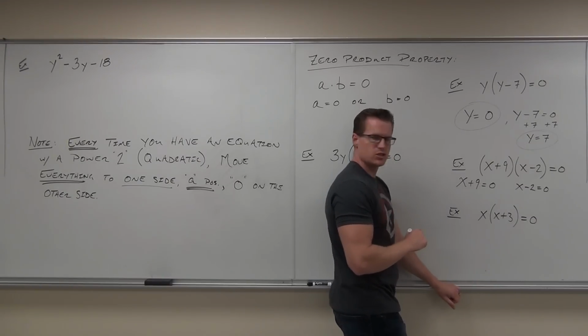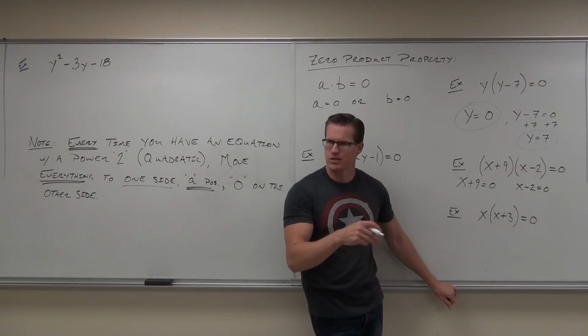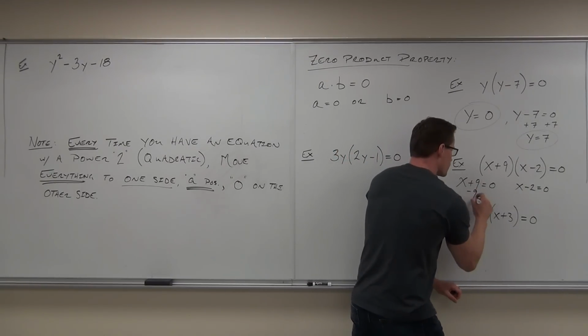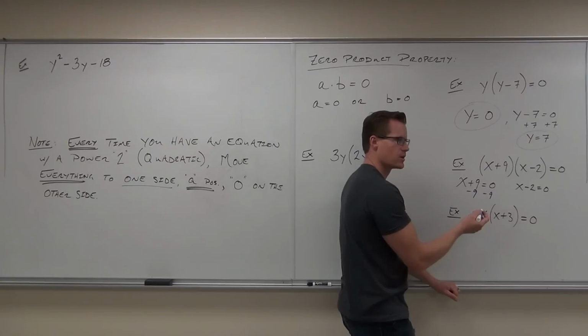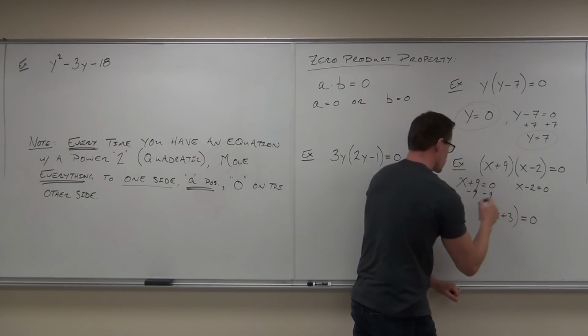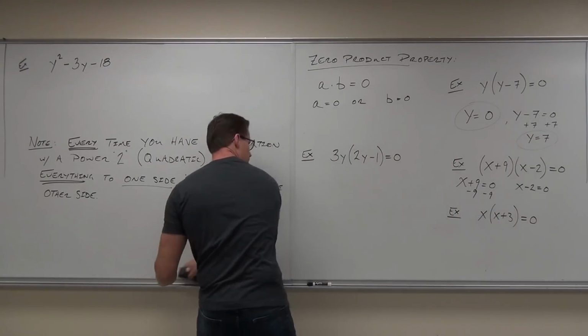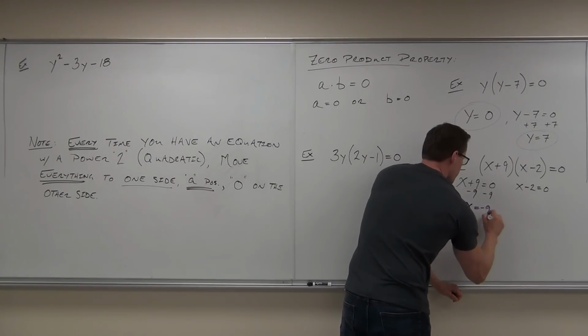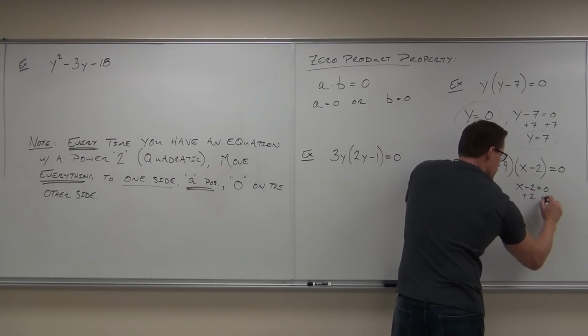Yep, subtract 9. Do you remember solving equations? We just undo everything around the variable. We should be pretty good at that at this point. If we subtract 9 from both sides, remember what you do on one side, you have to do on the other, we get x equals negative 9. If we add 2 to both sides, we're just undoing everything around the variable, and we get x equals 2.